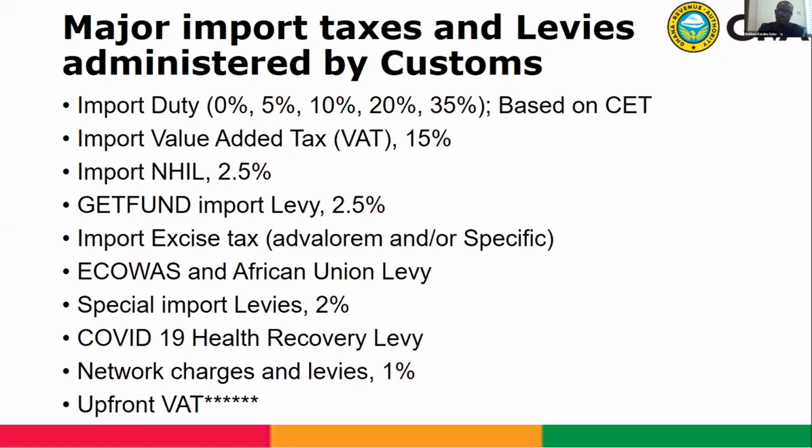So before we proceed, what are the major taxes and levies administered by customs? The first major tax is import duty, and it is based on the CET, the Common External Tariff. That is a tariff among ECOWAS countries that determines the duty rate of products that are entering into the ECOWAS region.